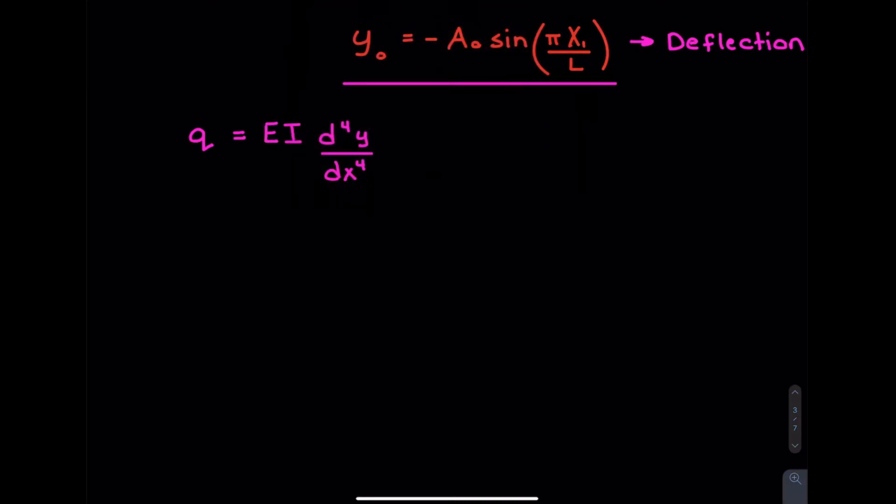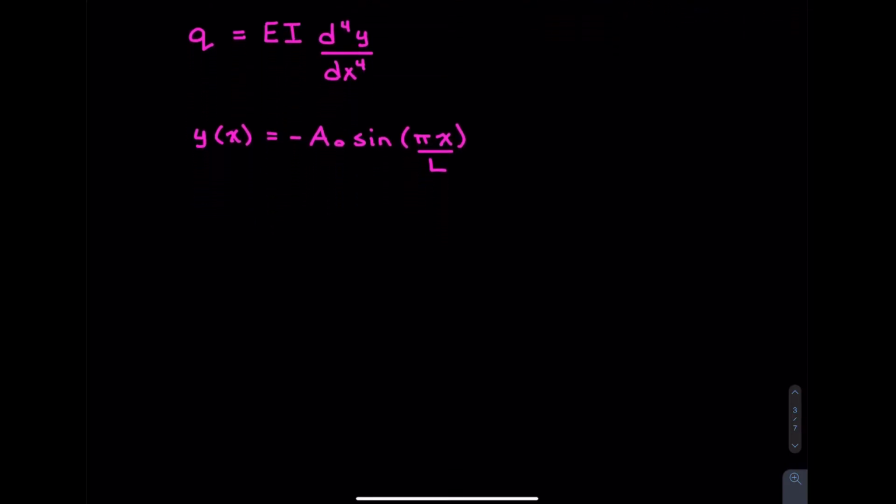So my original expression for y of x, my deflection as a function of x, is equal to negative a naught multiplied by sine. Inside the sine, we have pi times x1, but I'm just going to put x here because we only have one variable, so it doesn't matter too much to me. Pi x divided by L. So we know that we're going to have to take 4 derivatives. It gets pretty ugly, I'm not going to lie, but there are some nice little simplifications that we can do.